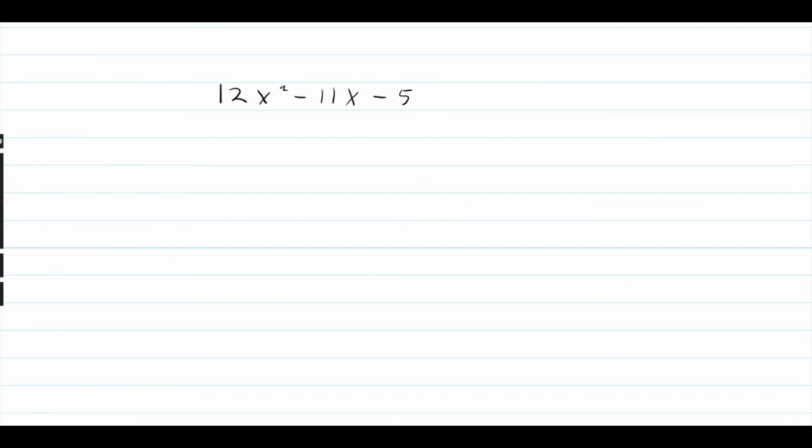So for this one, 12x squared minus 11x minus 5. We see that we've got a coefficient that's bigger than 1 at the front here. So we've got 12. So what we need to do is, again, take our 12 and multiply it by 5. Just put an arrow there to show you that. So we're taking these two and we're going to multiply them together. So 5 by 12 is going to give us 60.